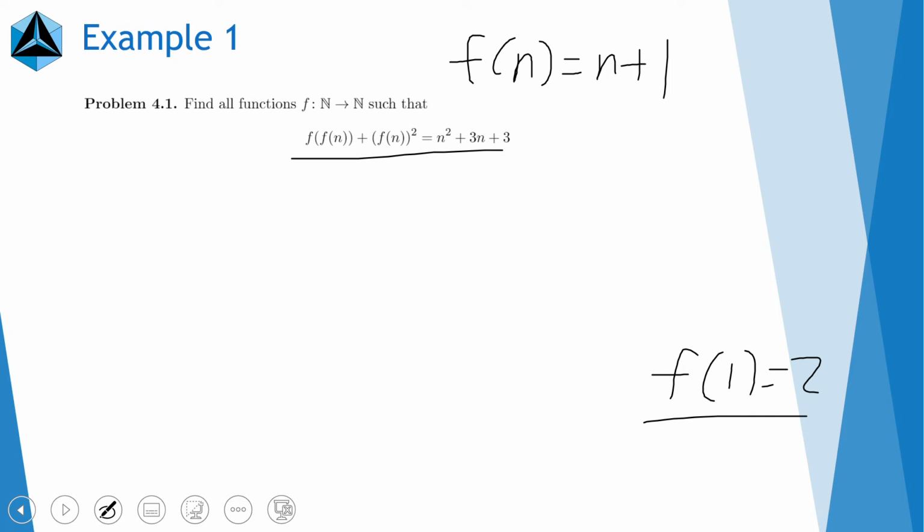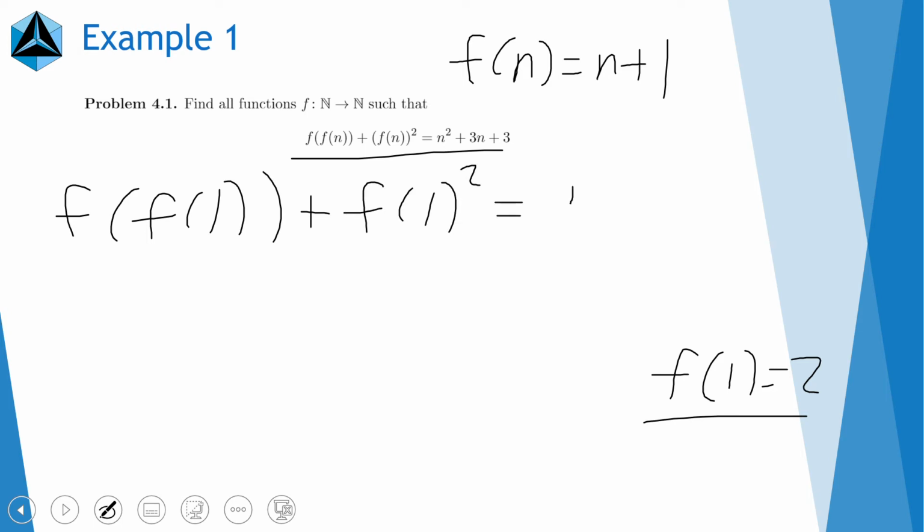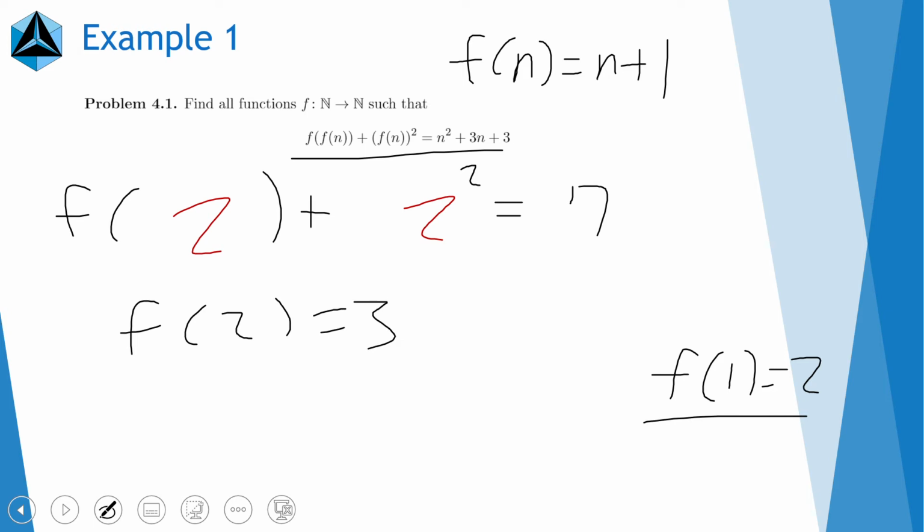Plugging n equals 1 back into the equation, we have f of 1 plus f of 1 squared is equal to 7. But we know that each instance of f of 1 just becomes 2. So this becomes 2, this becomes 2. Oh wait, this looks simple. We just have f of 2 is equal to 3. So we're getting somewhere now, and this was actually very quick compared to our f of 1.